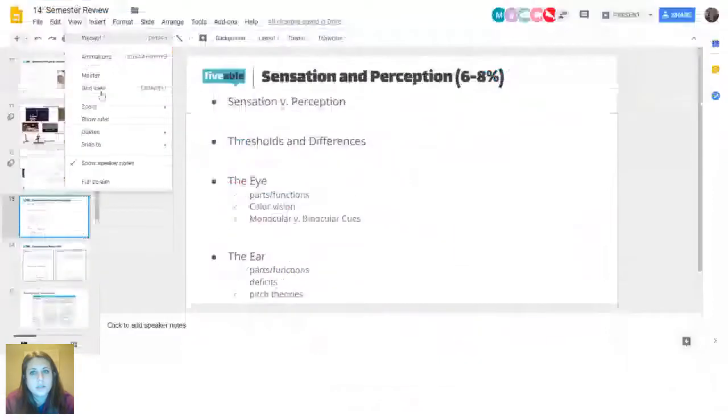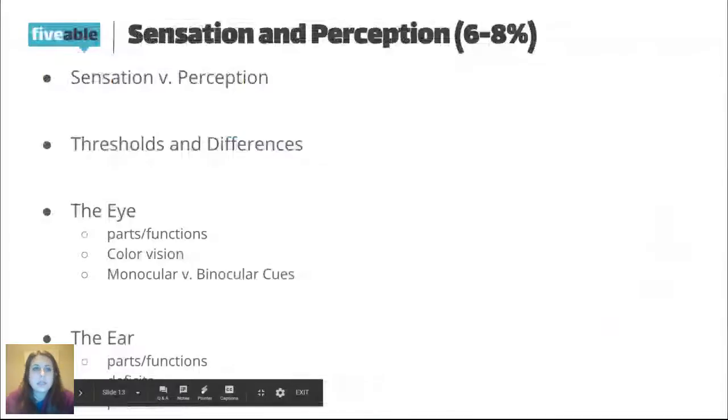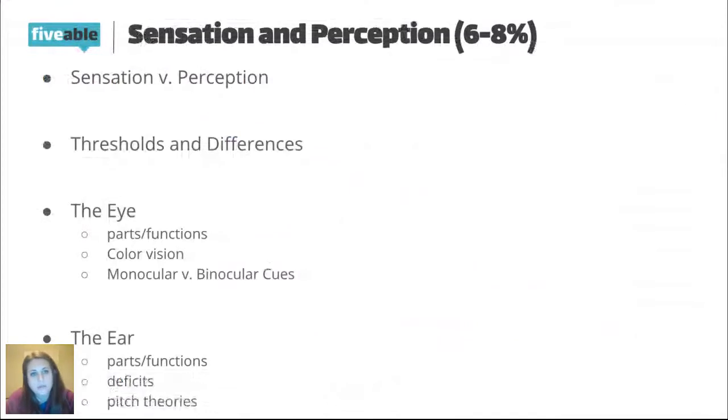So then the next unit is sensation versus perception, or sensation and perception, I should say. And so this is like a medium unit. It's 6 to 8% of the AP exam. So probably worth your time, you know, reviewing a good amount for it. This is another pretty technical unit with a lot of science heavy vocab.